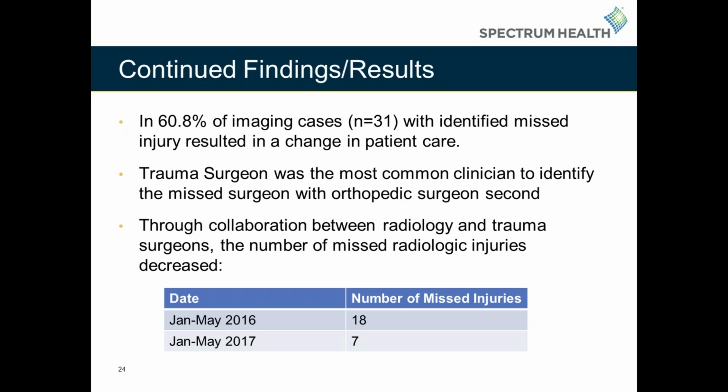And then we also looked further, who was the most common physician to identify missed injuries? The trauma surgeon, and part of that probably too was that we are on high alert and really paying close attention to this, bringing it forward in our committee meetings, where ortho and ortho spine and neurosurgeon are all involved as well, but the trauma surgeons were really diligent on trying to review all these images to find these missed injuries. And through collaboration between radiology and the trauma surgeons, we compared the time frame from January to May 2016 to January to May 2017.